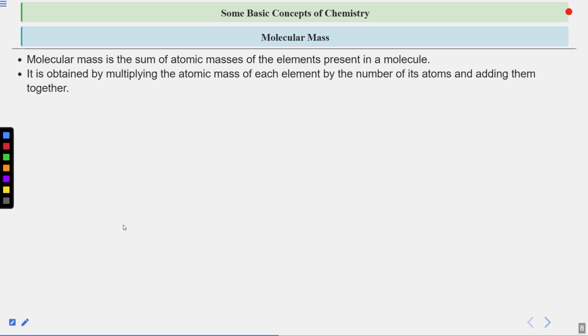How is it obtained? We simply multiply the atomic mass of each element by the number of its atoms. So we are multiplying the count by its mass, and then we simply add it together.